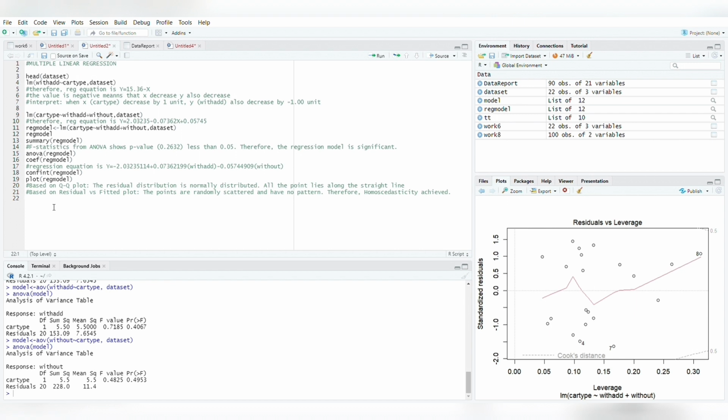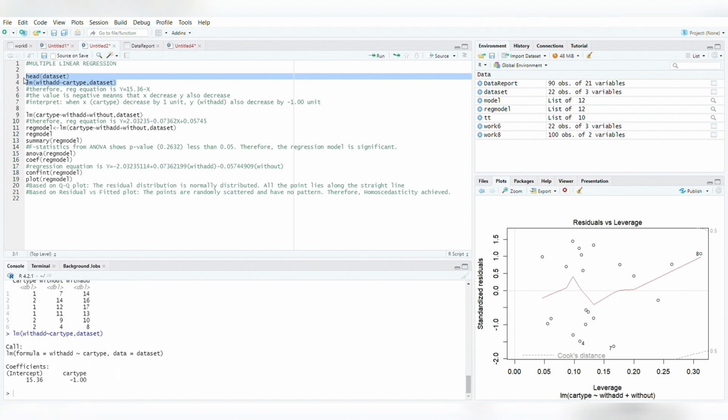In this video, I will show you how to run multiple linear regression models in R programming. Because in our data we have two independent variables, we must use multiple linear regression. This is the code of how to run a multiple linear regression model in R programming. When I run this code, it shows you the coefficients.